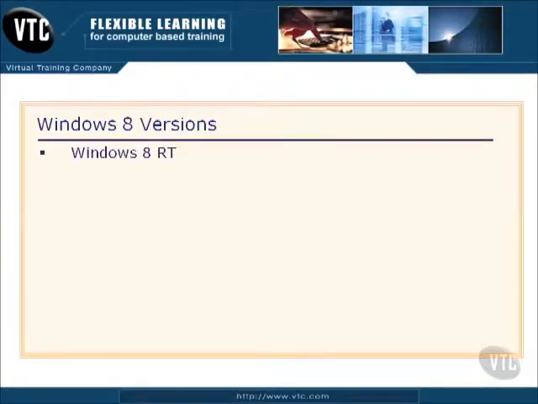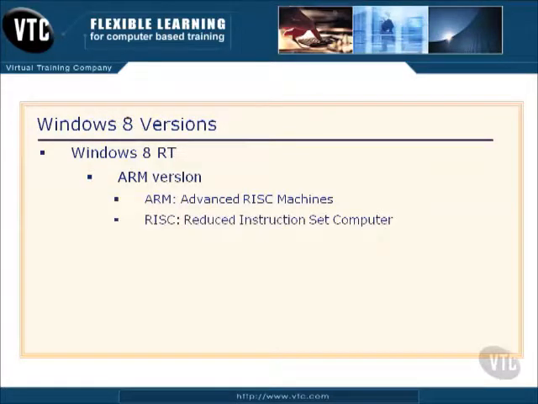Now Windows RT, Windows 8 RT is going to be the version that you just kind of get, but you get this with your tablets. You don't go out and buy this. This is the ARM version. Now what is ARM? ARM is an Advanced RISC Machine. And what is RISC, you're saying? Okay, well, RISC is Reduced Instruction Set Computer.